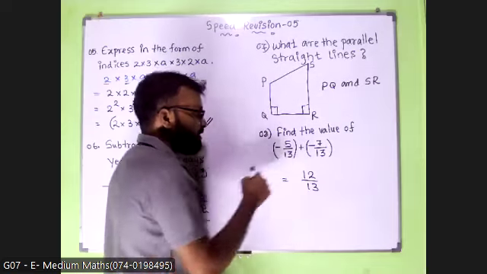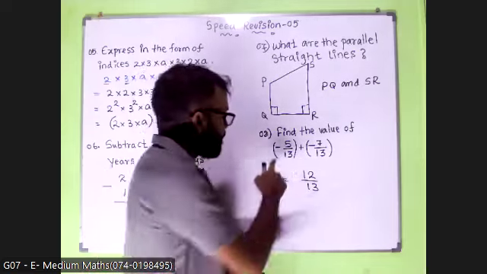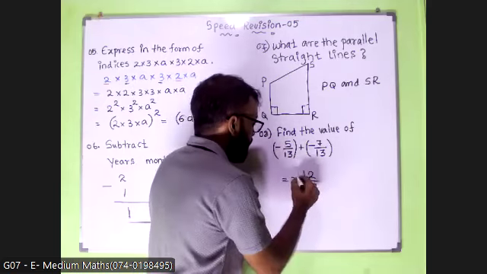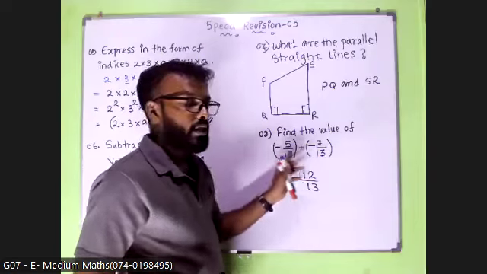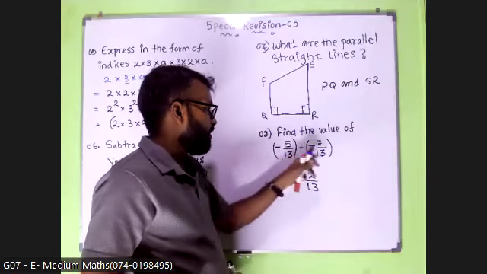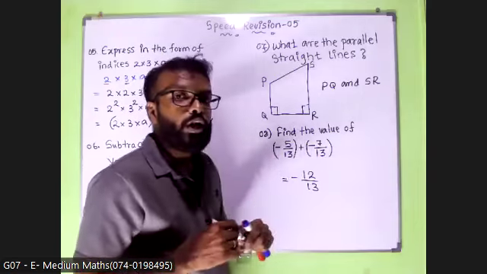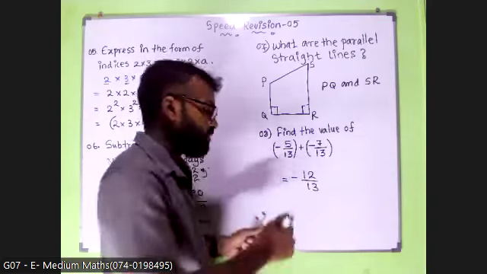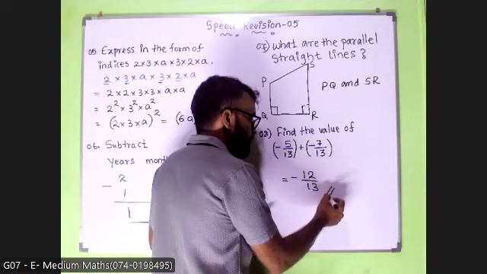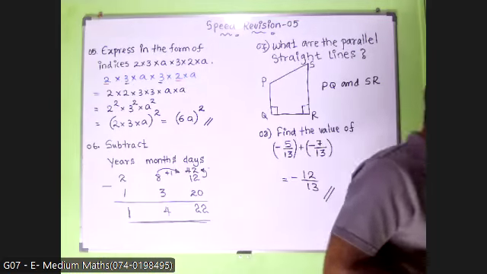So what is the sign of this number? Negative, right? This is not multiplication, but this is addition. Addition of two negative numbers, so the sign of the final answer is also negative. Negative 12 over 13. So this should be the final answer of your question.